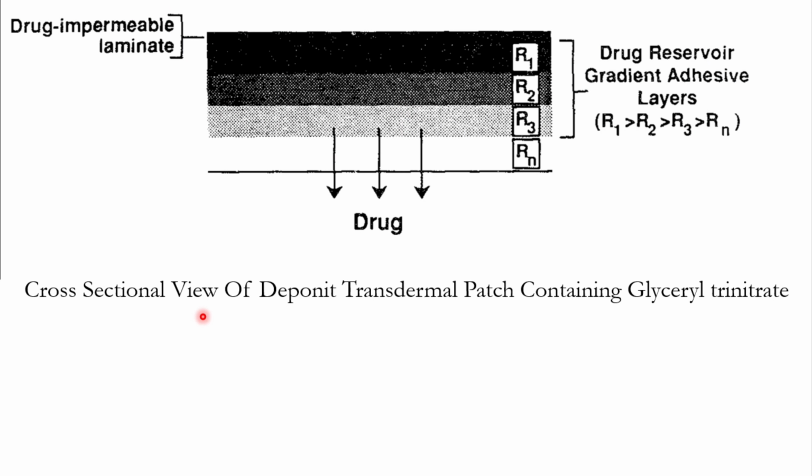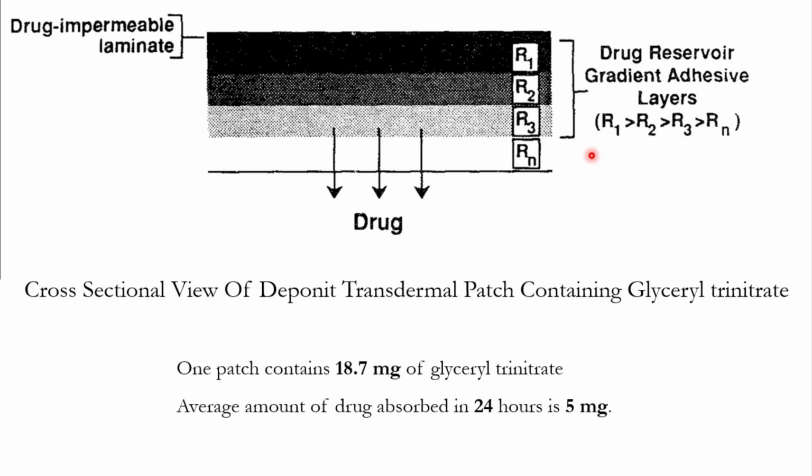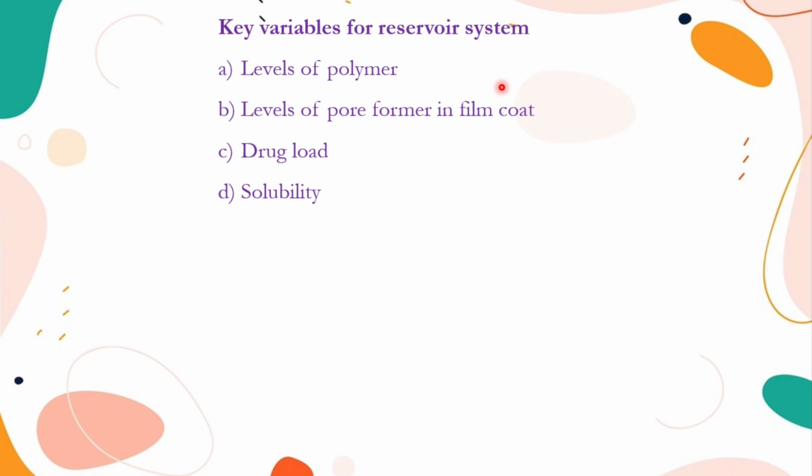This is the cross-sectional view of Deponit transdermal patch containing glyceryl trinitrate. This has a drug impermeable laminate and the drug reservoir gradient. Adhesive layers of different thickness, which release the drugs at the desired rate. This patch contains 18.7 milligrams of glyceryl nitrate and the average amount of drug absorbed in 24 hours is 5 milligrams. The key variables for reservoir systems include levels of polymer, levels of pore former in film coat, drug load, and solubility.